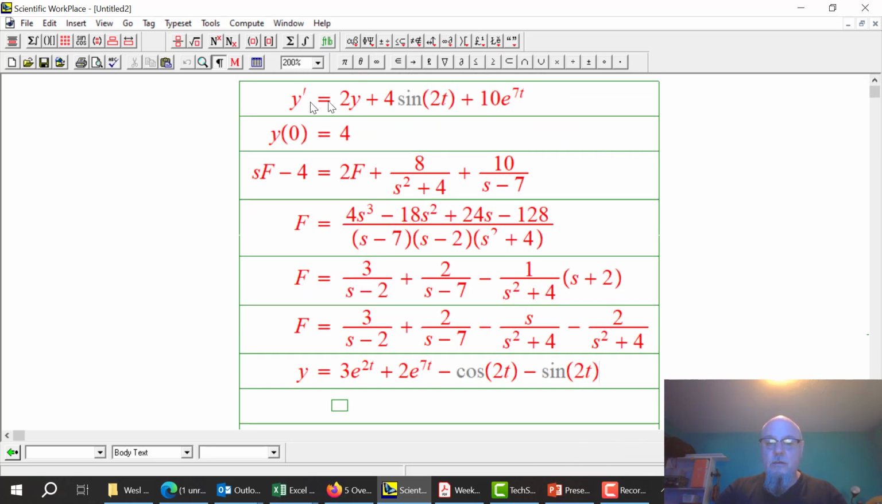If I was going to do this as a first order linear, y prime plus py equals q, this e to the 2t would be my homogeneous solution, and then I would need a particular solution that would have to have an e to the 7t, got it, and with the sine 2t there would be a cos 2t and a sine 2t piece. But anyway, solved.